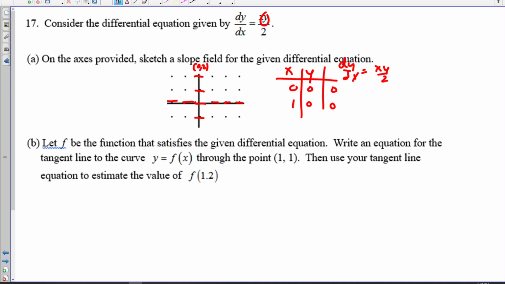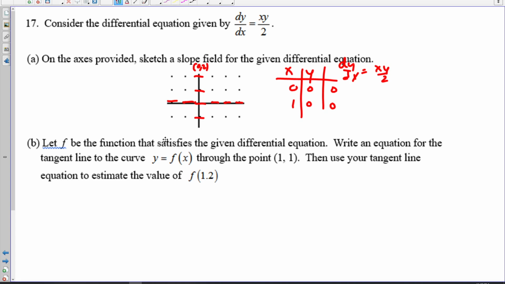Sometimes if your denominator is y, like here, my denominator y could not be equal to 0. So then what happens is you just have a whole bunch of points where you don't put any slope field, because there's no y possibly going through that point at all. Okay, so if y were on the bottom, you would have no slope field on y equals 0. You just wouldn't put any dash there.